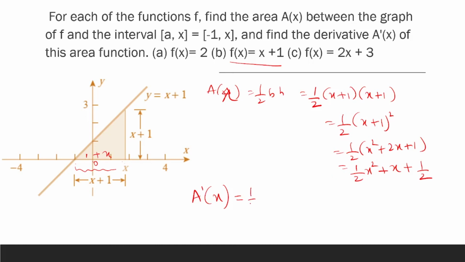Half will be treated as a constant. Derivative of x square is 2x, derivative of x is 1, and derivative of a constant is 0. So what I get is x plus 1, and that is equal to f of x. So we have found the area between the graph of f and that interval, as well as A dash of x for the area function.